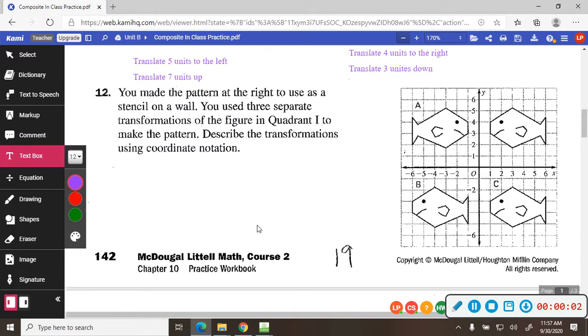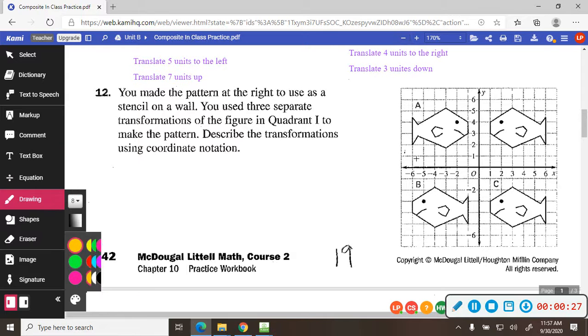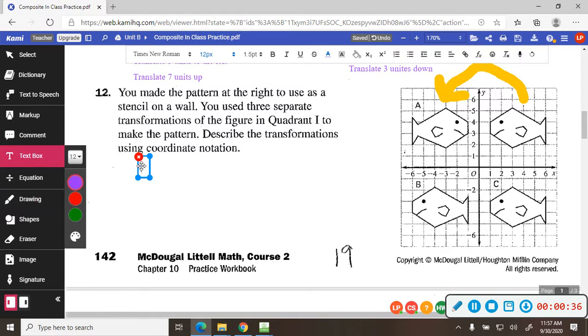So you made the pattern at the right to use as a stencil on a wall. You use 3 separate transformations of the figure in quadrant 1. So this is called quadrant 1, quadrant 2, quadrant 3, quadrant 4. Describe the transformations using coordinate notation. So first, how did we go from here to there? What did we do to the xy?